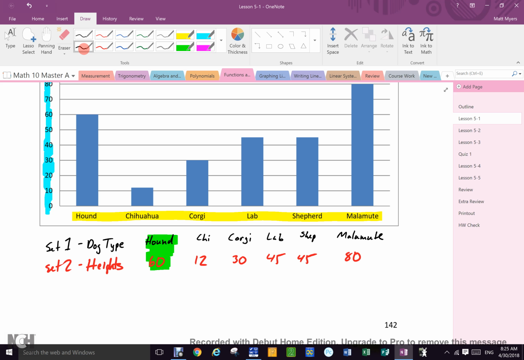Okay. It's kind of like natural numbers and whole numbers, right? Whole numbers are a set. Natural numbers are a slightly smaller set, but everything that's a natural number is a whole number as well. Okay. So is everybody good here? These are related, yes? If I say hound, you know how tall the dog is, right? If I say chihuahua, you know how tall the dog is, right? If I say I have a dog that's 80 centimeters tall, do you know what kind of dog it is? Yes, what kind? Malamute. Everybody cool?